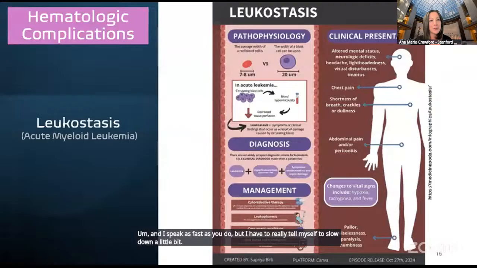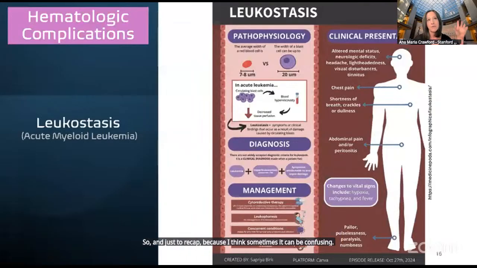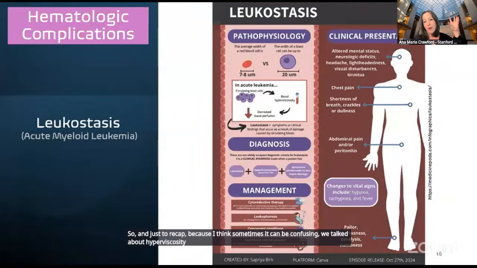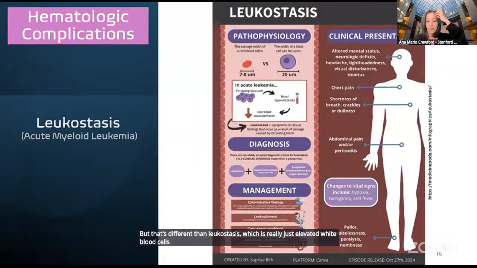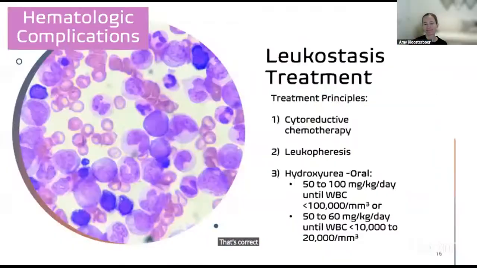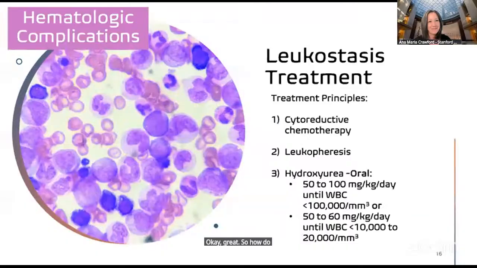So, just to recap, because I think sometimes it can be confusing, we talked about hyperviscosity, which is really thickened blood from paraproteins and abnormal cells. But that's different than leukostasis, which is really just elevated white blood cells, specifically in acute myeloid leukemia. Is that correct? That's correct. Okay, great. So how do we treat it?